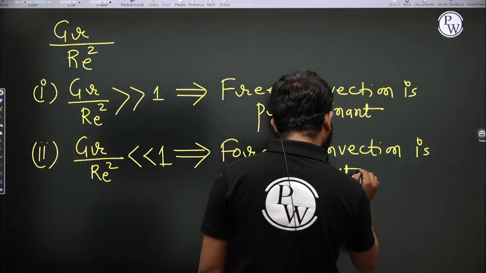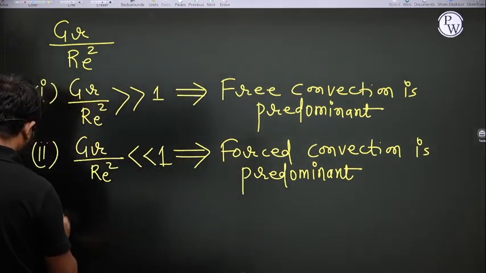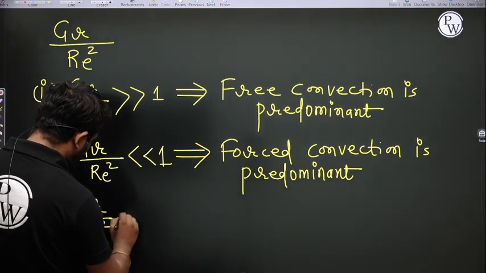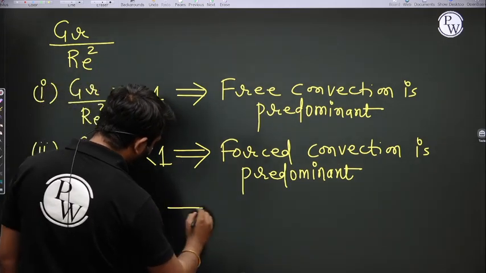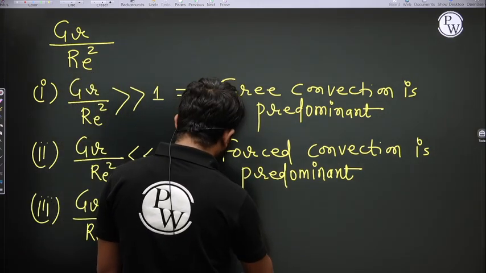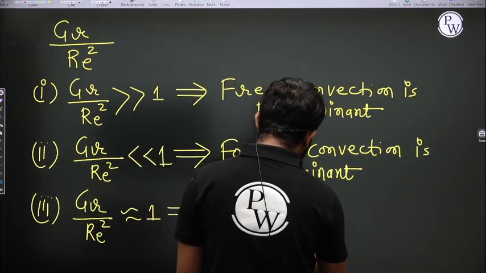Forced convection is predominant. And third case, if Grashof number by Reynolds number square is approximately equal to 1, then I can say that mixed convection is predominant. Well, both convections are predominant, that is mixed convection.